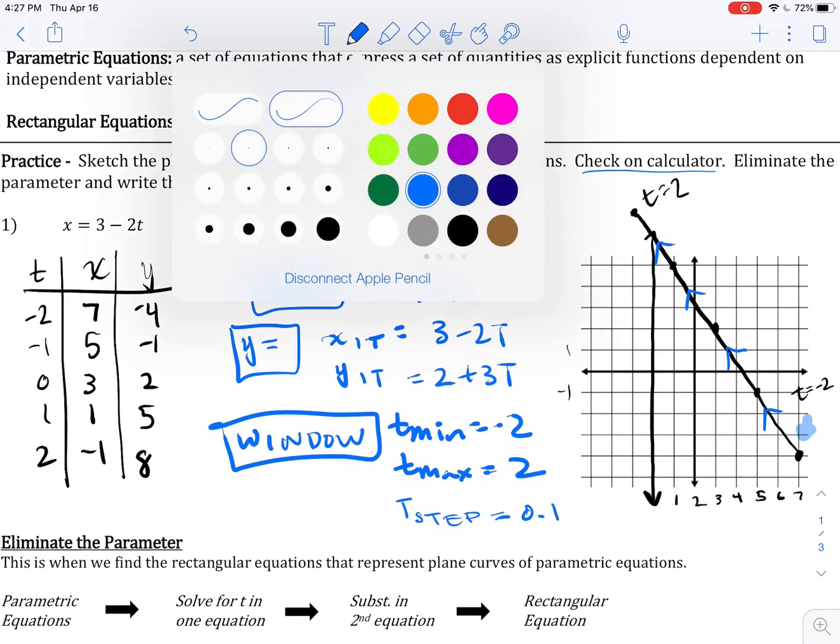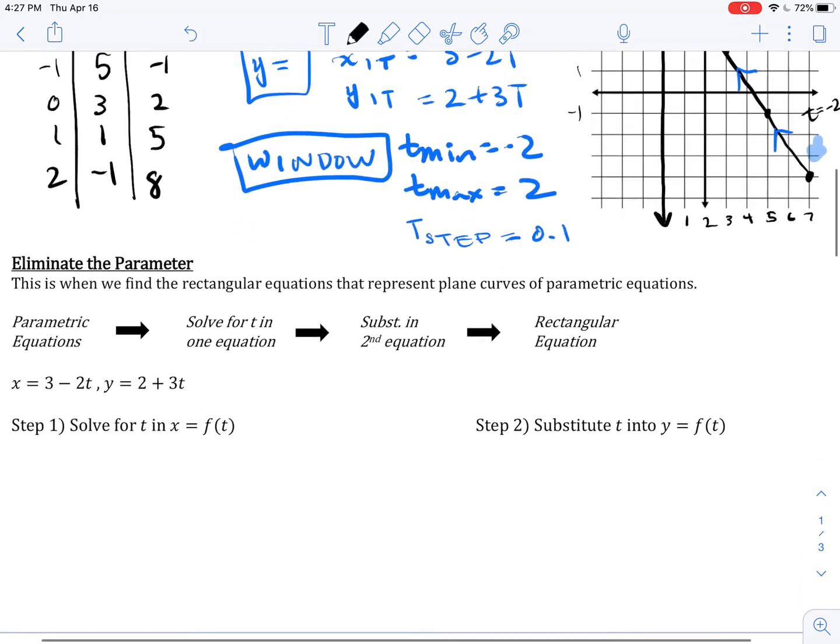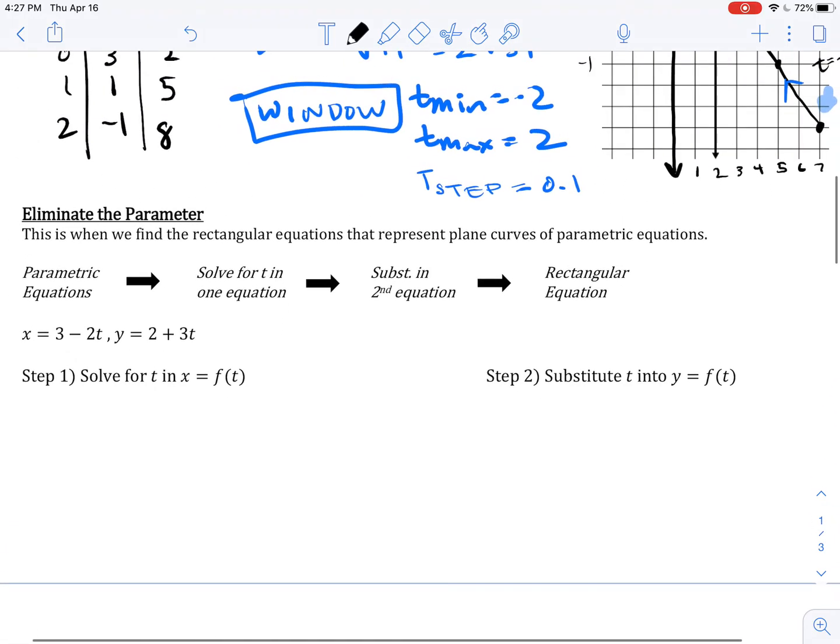All right. Now let's go ahead and take a look at how we would, quote unquote, eliminate the parameter. And all this means is we are going to take a set of parametric equations and find its rectangular equation. This may seem a little complicated initially, but it turns out it's actually really easy. All you're going to want to do is solve for t in one of the equations. It does not matter which one, but solve for t in one of the two equations. Once you're able to express t in terms of either x or y, you are then going to substitute it into the second parametric equation. And then voila, we're going to get a rectangular equation. So let's go ahead and try an example of that right now.